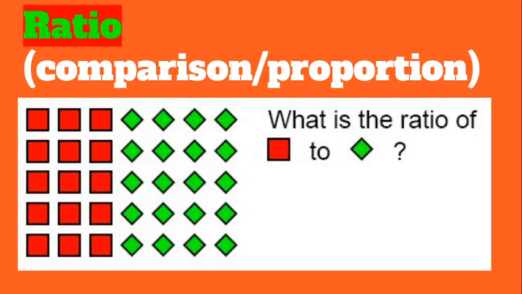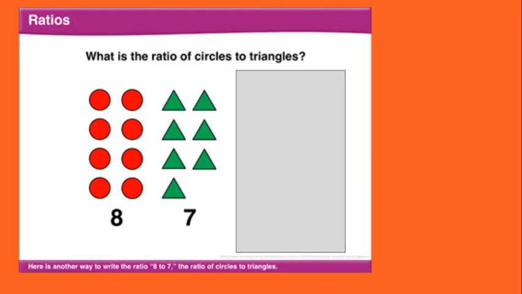If we wanted to find the comparison or the proportion between the number of squares and the number of diamonds, we just count the number of red squares, right? 3, 6, 9, 12, 15 red squares, and 4, 8, 12, 16, 20 green diamonds, right? So 16 to 20. We can also look at these ratios in a concept that looks pretty similar as a fraction format or other formats.